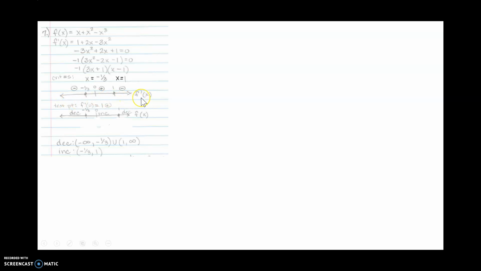So I need to find the derivative and set it equal to 0 to find its roots for the sign graph. First I'm going to take the derivative. The derivative of x is 1. The derivative of x squared is 2x. The derivative of negative x cubed would be negative 3x squared. So let's set that equal to 0.